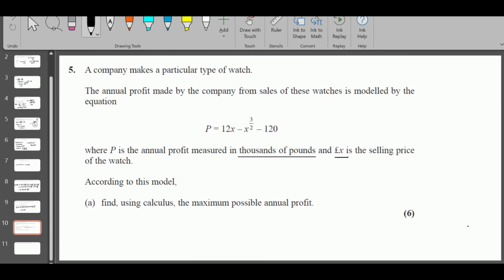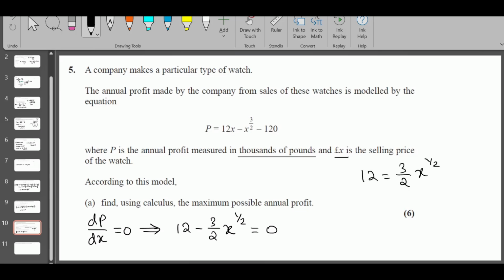Whenever they are talking about maximum or minimum, we need to find the stationary point first. So you need to differentiate it and equate it to 0. So you're going to get 12 minus 3 over 2 x power 3 over 2 minus 1 is equal to 0. So 12 is equal to 3 over 2 x power half. So x power half is 8. Square both sides, x is equal to 64. We got the value x is equal to 64.